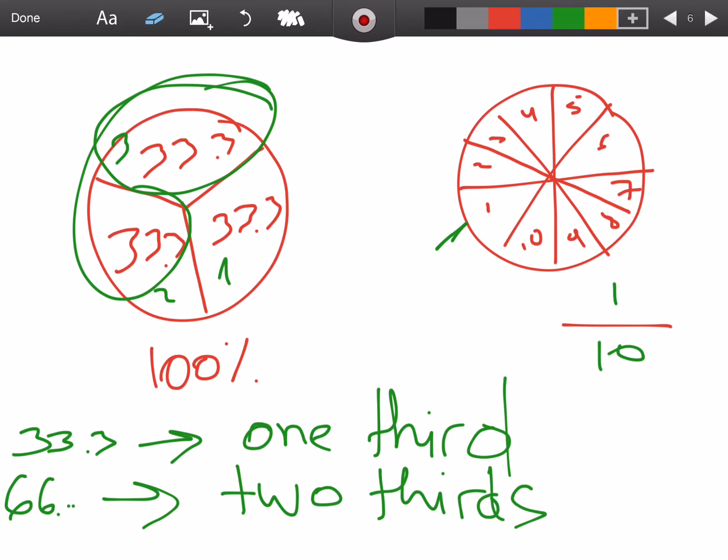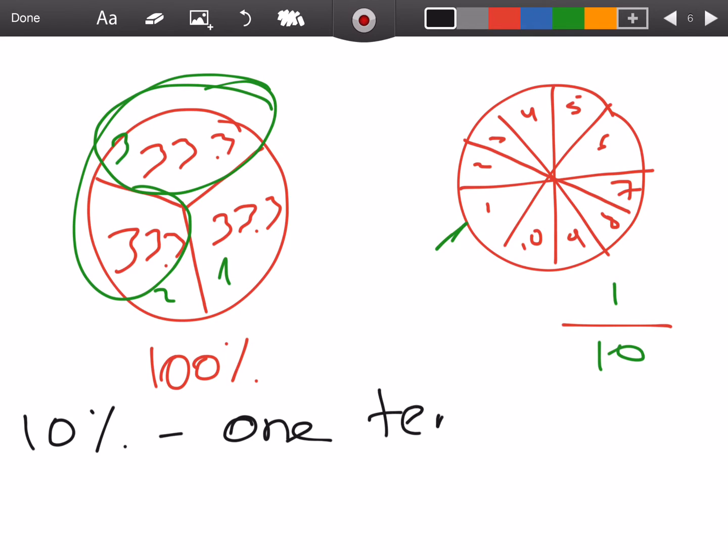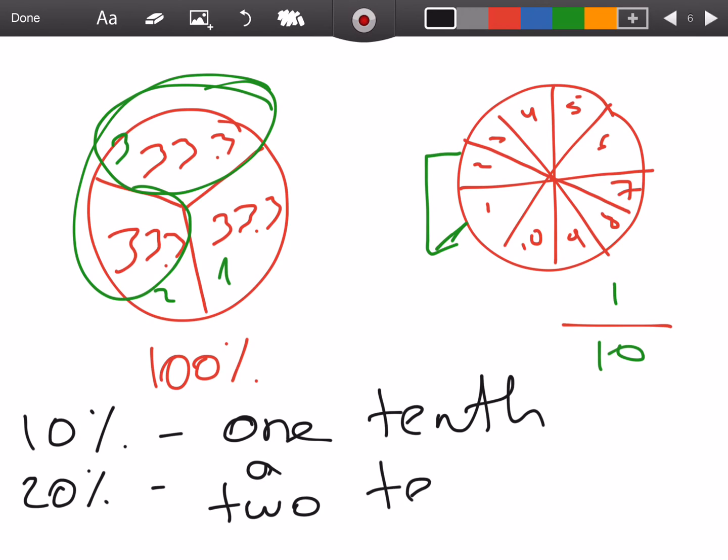Let me write it for you here. So if you ate 10%, you would say 1/10. If you ate 2 pieces, which is 20%, you would say 2/10, and so on. Okay, I hope this makes it clear for you when you look at the pie charts.